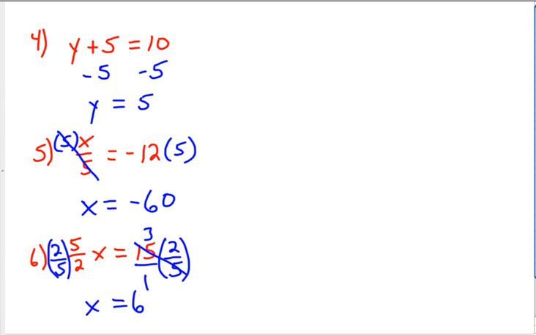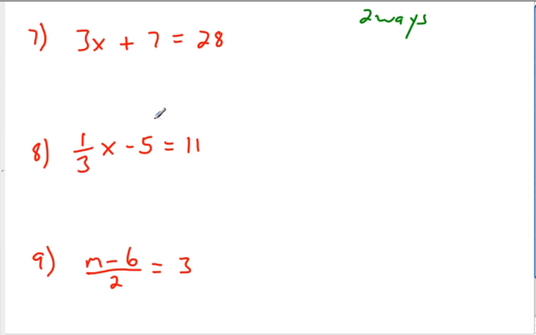You've seen this before, so that's why I'm moving kind of quickly. So now we're going to get to two-step equations. There are two ways to do two-step equations. The recommended way is to deal with the addition or subtraction first and then the multiplication or division. You don't have to do it that way, but I'll show you how this works.